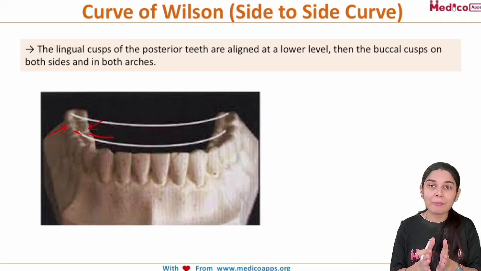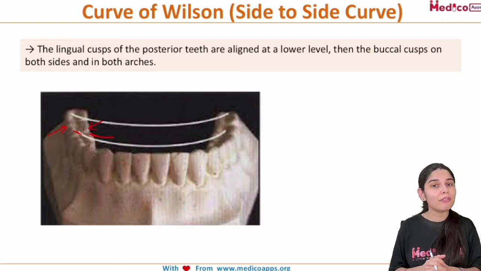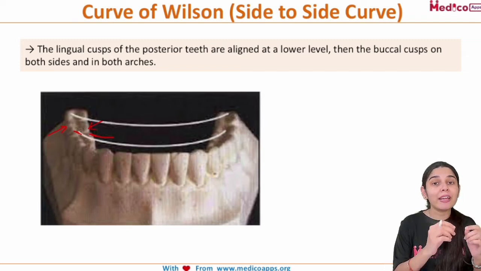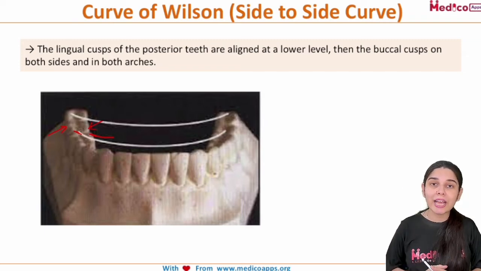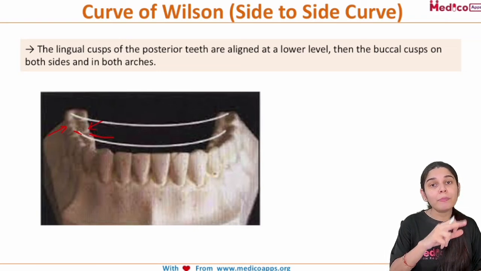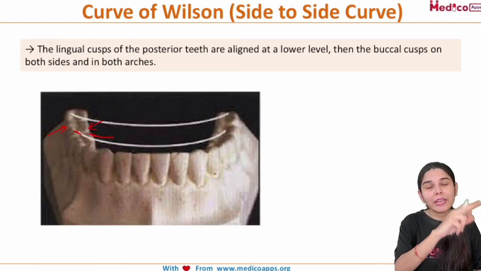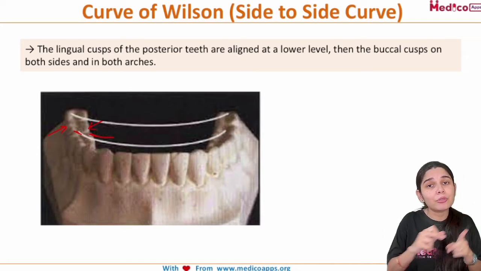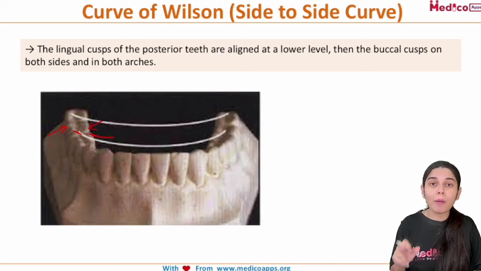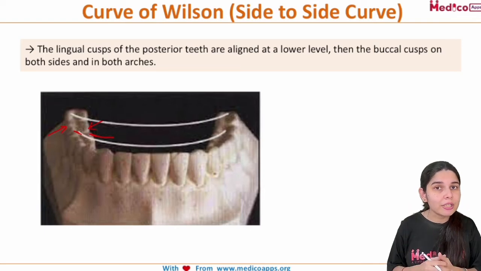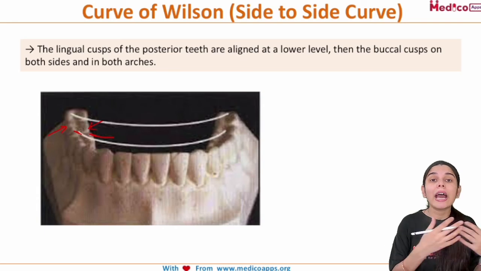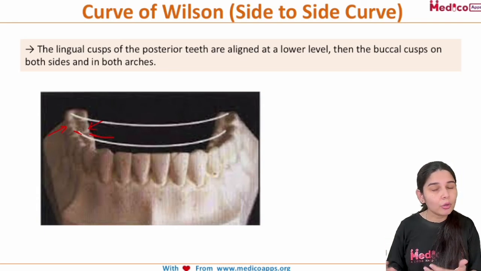So if an examiner asks you in the Viva what is the curve of Wilson, what will be the answer? The curve of Wilson is, when we see it from the anterior aspect, a curve formed by the cusp tips from the left side to the right side. That is what you call Wilson's curve. The maxillary arch will have a convex curve and the mandibular arch will have a concave curve.